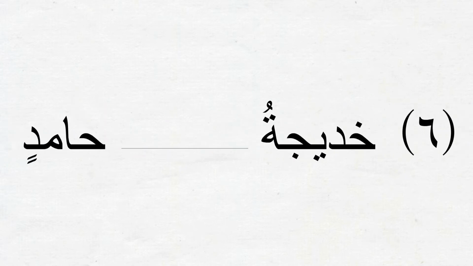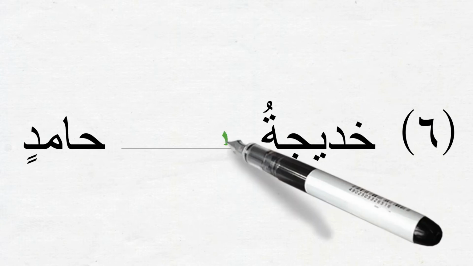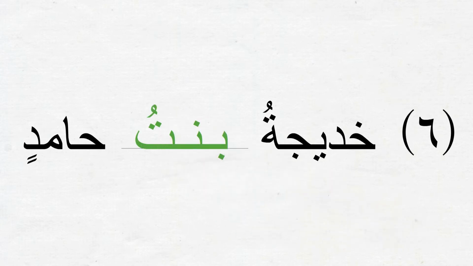Number 6. Khadijatu blank hamidin. It looks like we should be looking for mudaf here. We should say Khadija is the daughter of Hamid, and the daughter in Arabic is al-bintu. But here we write bintu without al-article because it is mudaf. So our sentence will be Khadijatu bintu Hamidin.